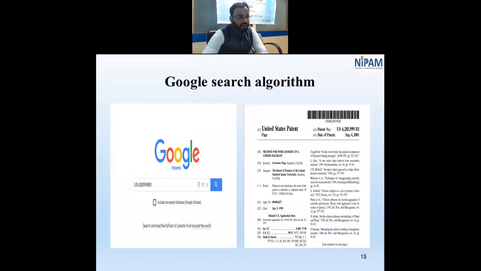The Google search algorithm, which most of you might have used in everyday life, is a patented technology. You can clearly see the name of this global Google search algorithm, method for node ranking in linked database. You can find the name of the inventor, Lawrence Page. This Lawrence Page is none other than the famous Larry Page, the co-founder of Google.